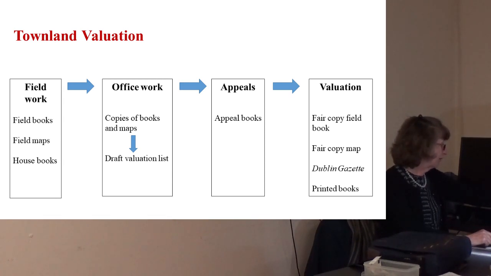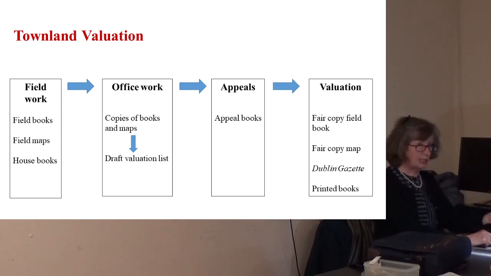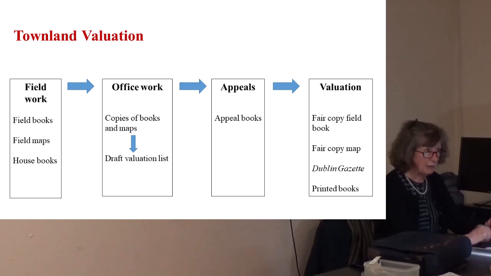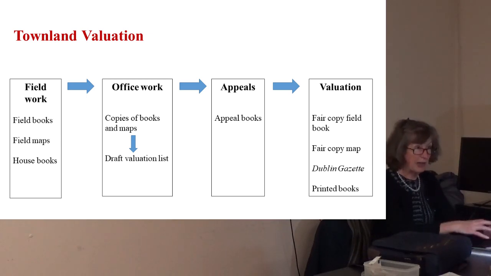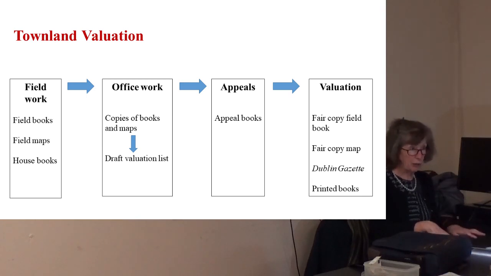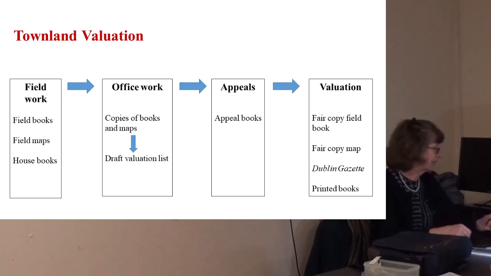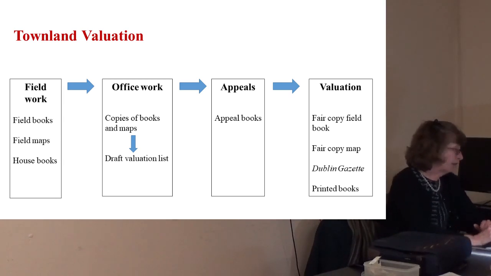In field work, you had field books, field maps, and house books. The office work made lots of copies of books. They did calculations. Many of the calculations, because they were working out square area and they were working out the area of houses, would have been done twice by 2 different people, just as a check on accuracy. And in the office work, they made a draft valuation list.